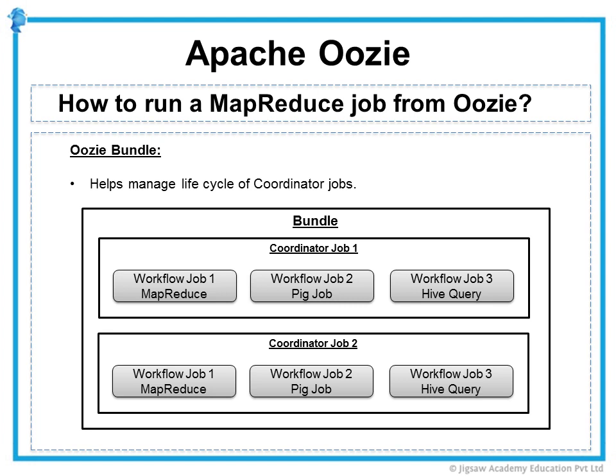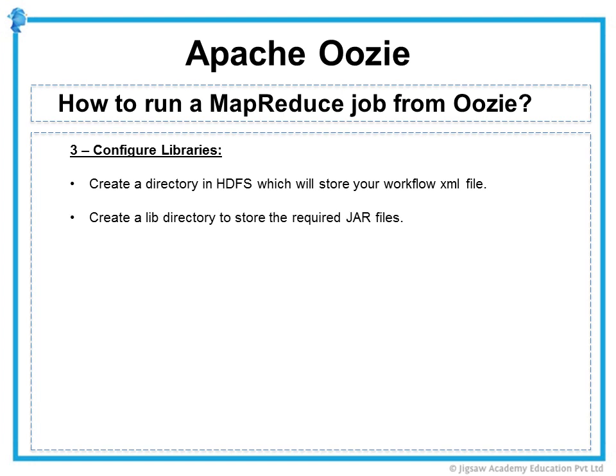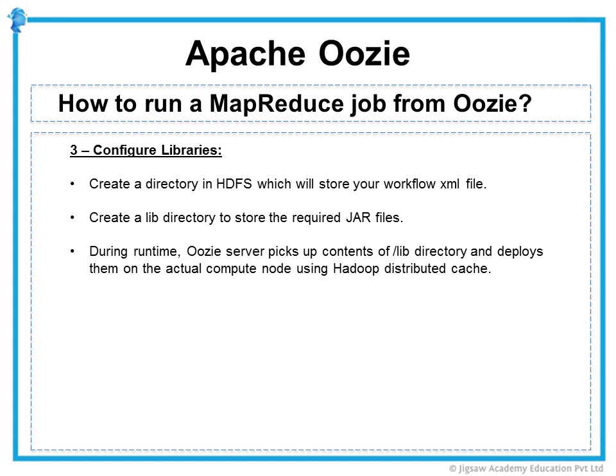And lastly, in order to complete our workflow for running our MapReduce job in Oozie, we need to configure the libraries required. So you need to first create a directory in HDFS which will store your workflow XML file, and inside this directory you need to create a lib directory which will store the required jar files. So during runtime, the Oozie server picks up the contents of this directory and deploys them on the actual compute node using Hadoop distributed cache. In our example, the lib directory would contain the wordcount.jar file.